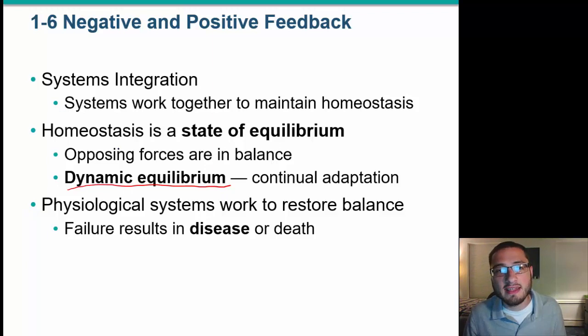Another idea that we talk about, and we kind of use them interchangeably, is dynamic equilibrium. That's very similar to homeostasis, where we want to maintain a state of equilibrium or balance within the body. Failure to do so is considered a disease.